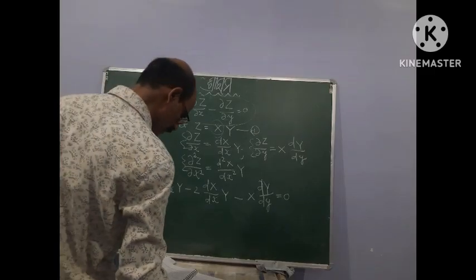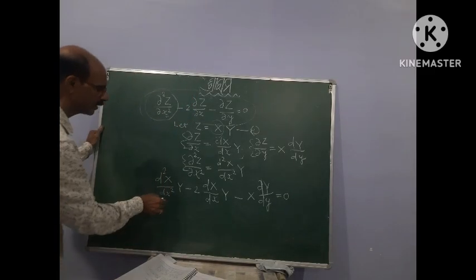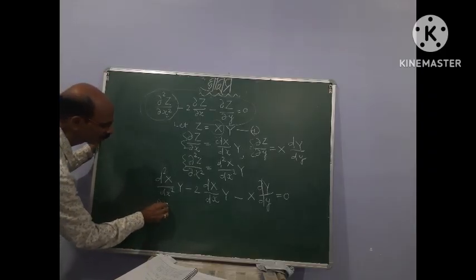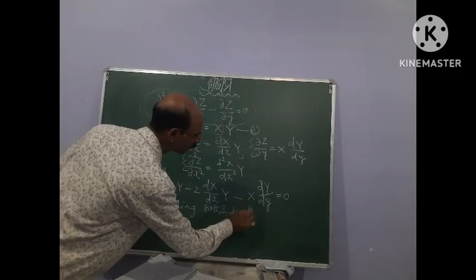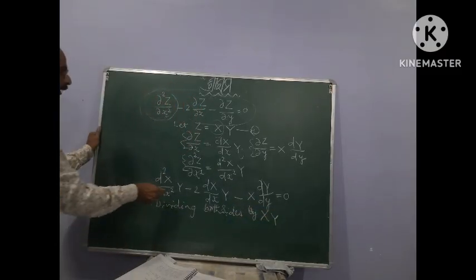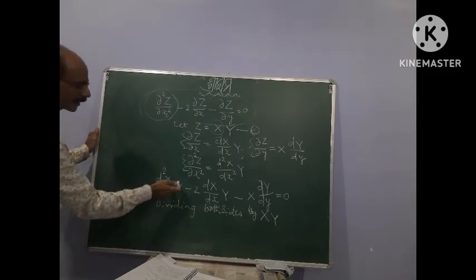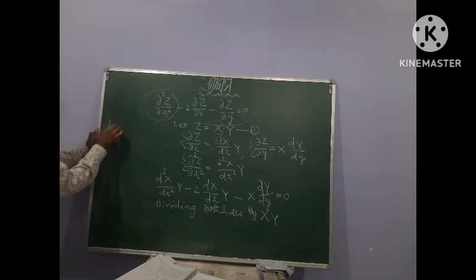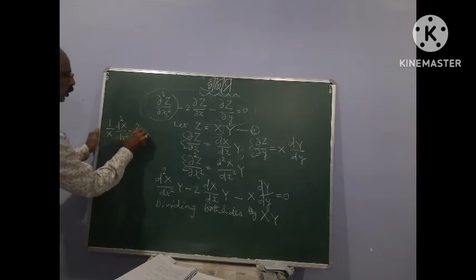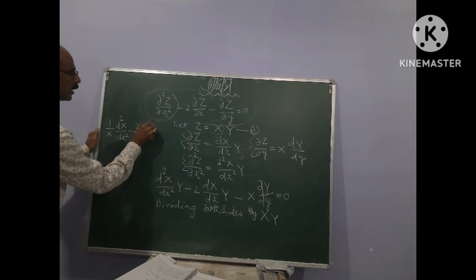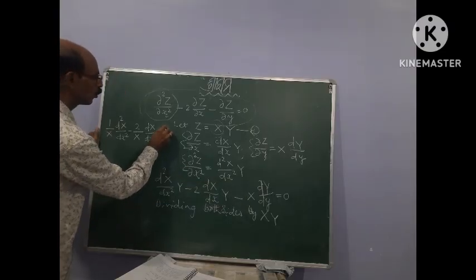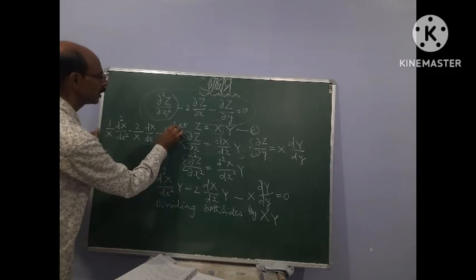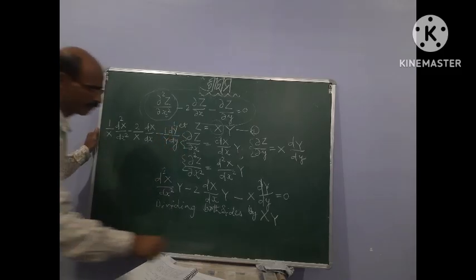Now divide both sides by XY. Dividing both sides by XY, we will obtain, here on dividing by XY, Y will cancel, so we will obtain 1 by capital X d square capital X by dx square minus 2 by X dX/dx, minus, here X will cancel, so 1 by Y dY/dy is equal to 0.